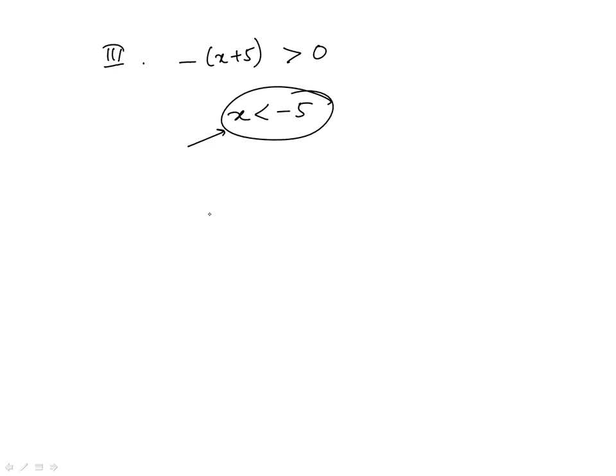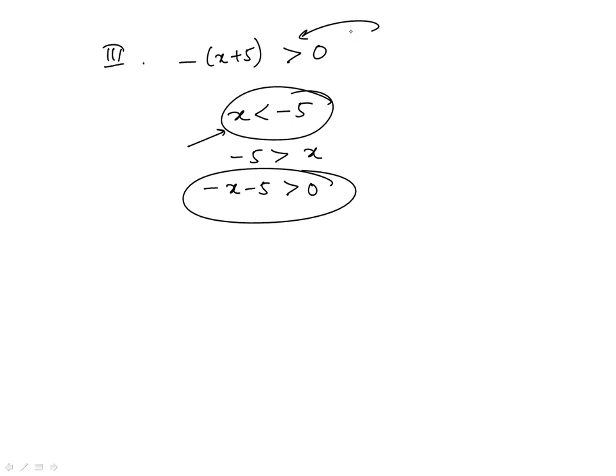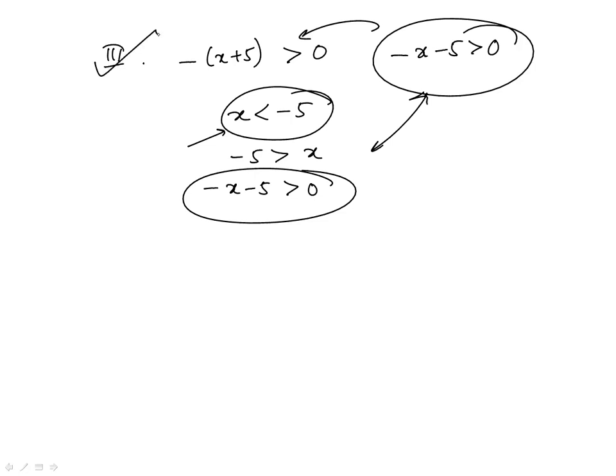Now number 3 says minus of x plus 5 is positive. And we found that x is less than minus 5. So one way we can do this is to just rearrange this. And we can rewrite this as minus 5 is greater than x. Subtract x from both sides, and we get minus x minus 5 is greater than 0. And we'll notice that the number 3 is really exactly equivalent to these two. So 3 also holds true for all values.